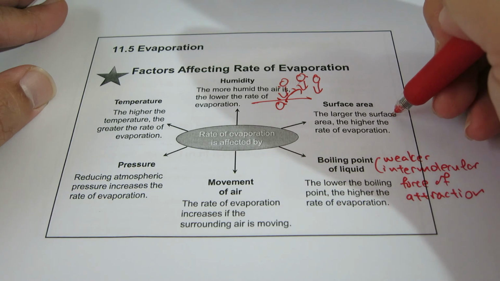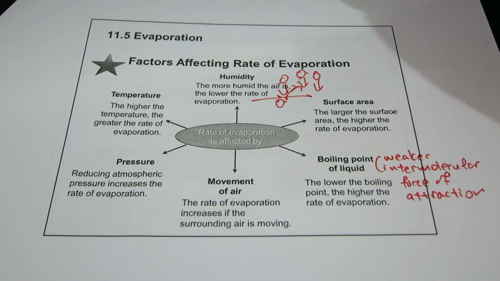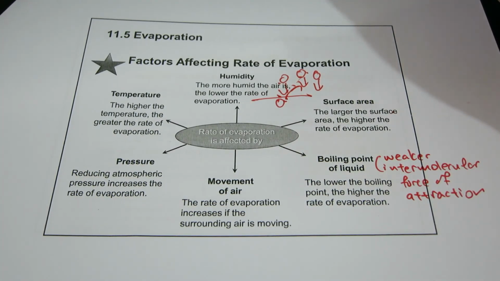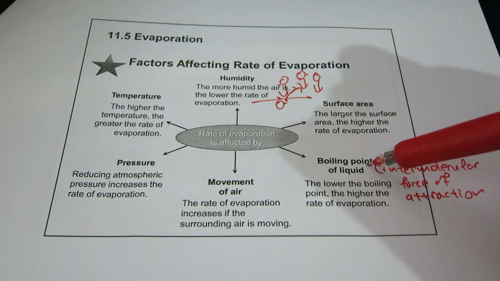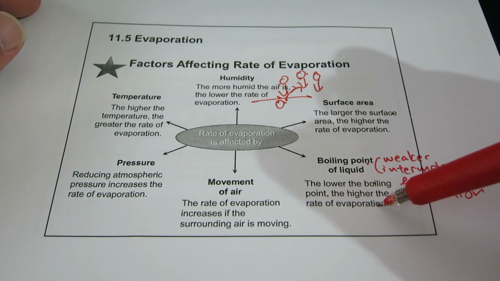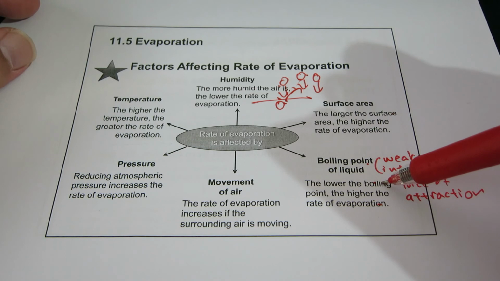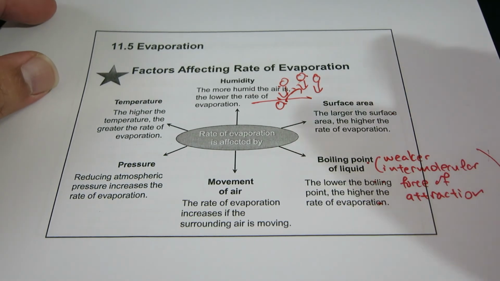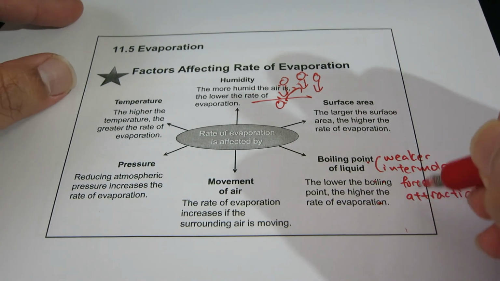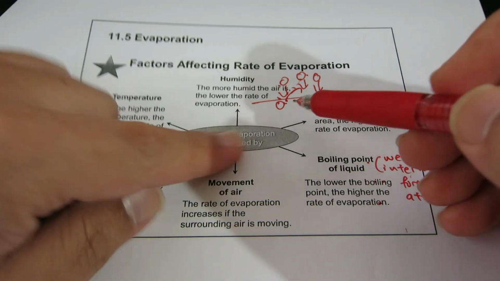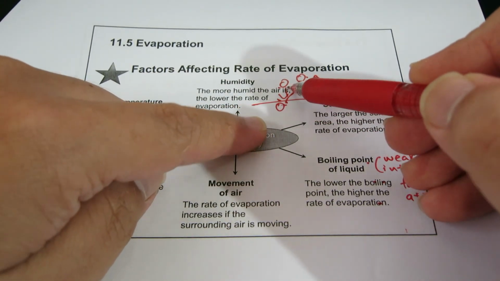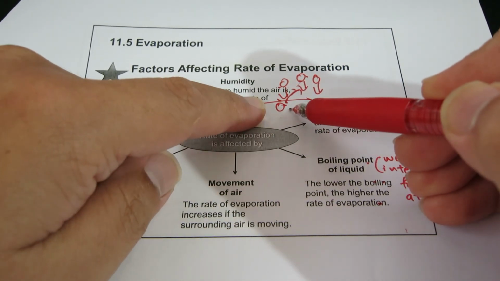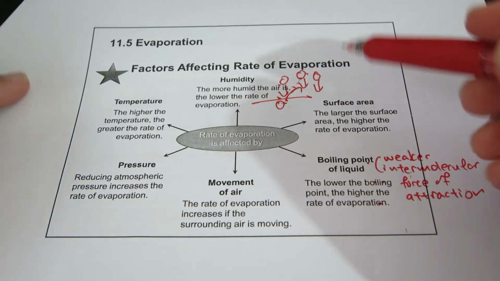The larger the surface area, the higher the rate of evaporation, because evaporation can only occur on the surface. The boiling point of the liquid: the lower the boiling point, the higher the rate of evaporation, because the lower the boiling point, it implies that the intermolecular forces of attraction are weaker. So I do not need to have so much energy to escape, because the rest of the molecules are not holding on to me as tightly.